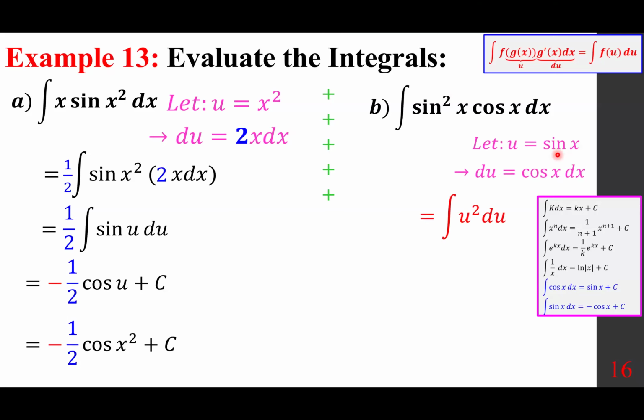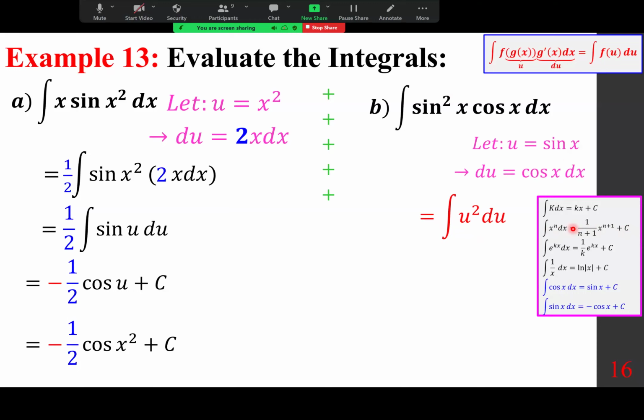The integral of u squared du uses the simple case of the power rule: 1/3 u cubed plus a constant. U is replaced and we are done. 1/3 sine cubed x plus a constant.